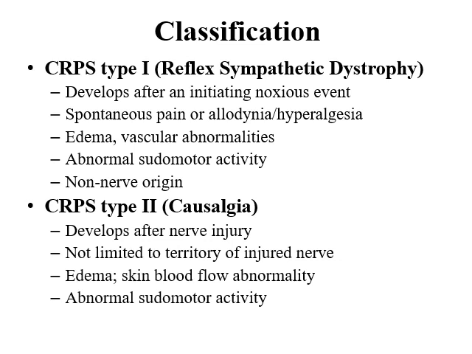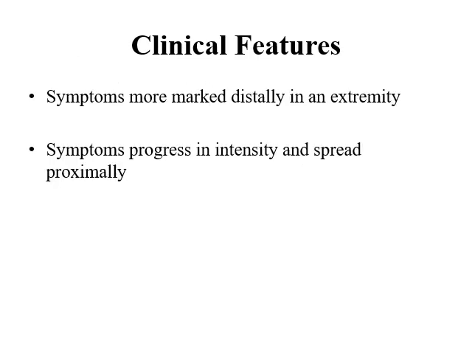There is spontaneous pain or allodynia or hyperalgesia, that is, the patient has increased sensitivity to pain, edema, vascular abnormalities, abnormal pseudomotor activity, and it is not related to any nerve injury. Whereas CRPS type 2, the other name for which is causalgia, develops after a nerve injury, not limited to the territory of the injured nerve. There may be edema, skin blood flow abnormality, and abnormal pseudomotor activity may be present even in causalgia.